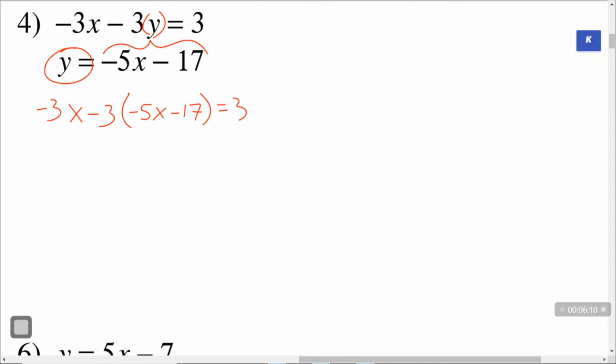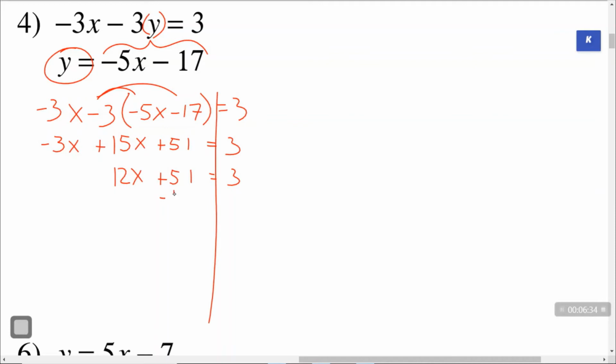All right, and then I'm going to distribute. Negative 3 times negative 5 is positive 15x, so be careful with that. And negative 3 times negative 17 is positive 51, so be careful with that. We've got to make sure that they're positives. Combine my like terms, I'm going to get 12x plus 51 equals 3. Sorry, I should draw my line down the middle there.